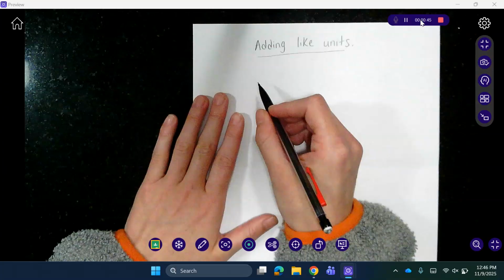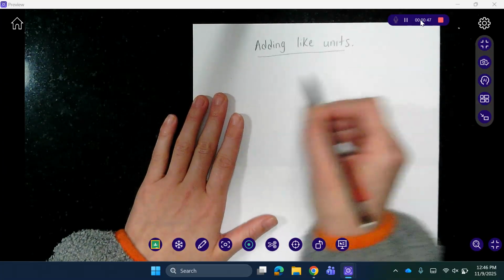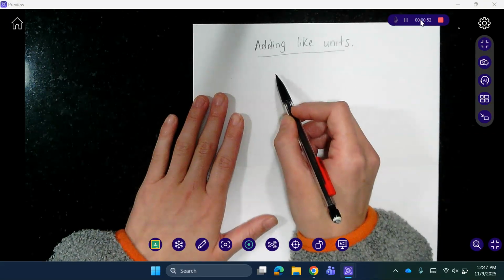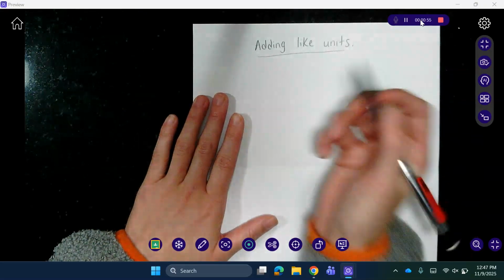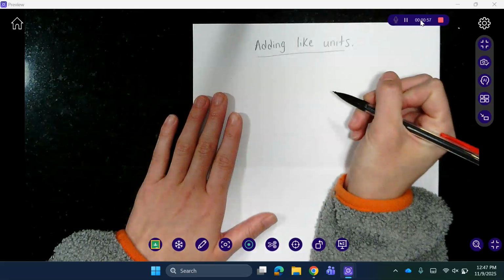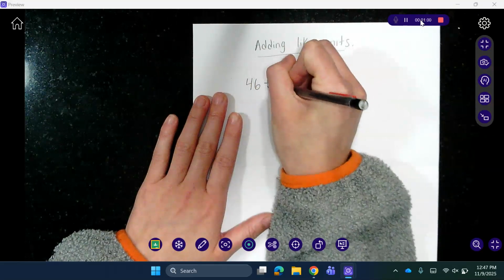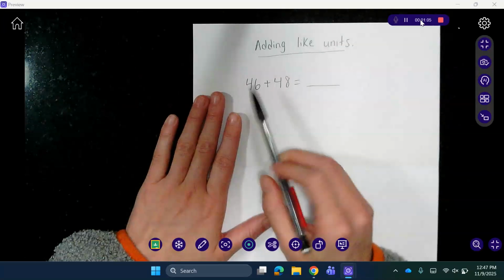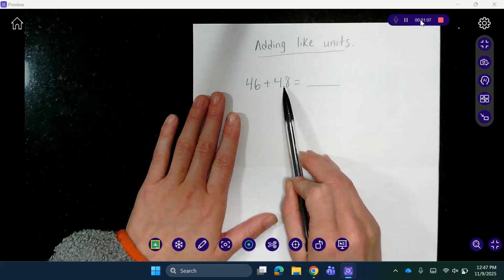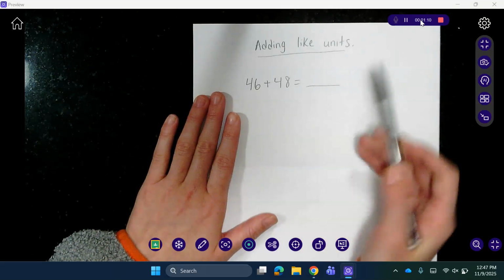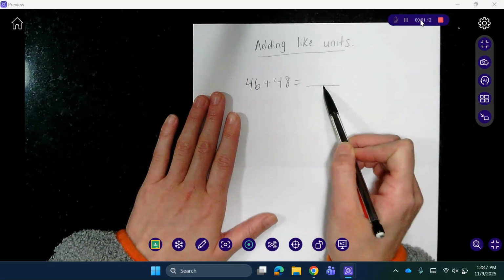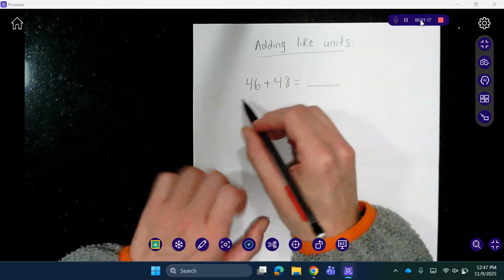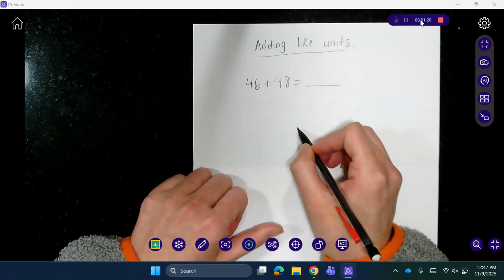Okay, so yesterday you worked with adding multiple numbers, multiple add-ins. Today, we're going to keep practicing breaking apart our add-ins, but we're only going to add 2 this time. So just as a refresher, I'm going to show you one example, and I want to see how much you remember from yesterday. Okay, go ahead and read me this problem. Good job. 46 plus 48 equals blank. Okay, and again, we're going to decompose our add-ins, or the numbers, into their tens and ones, and then we're going to add the like units.